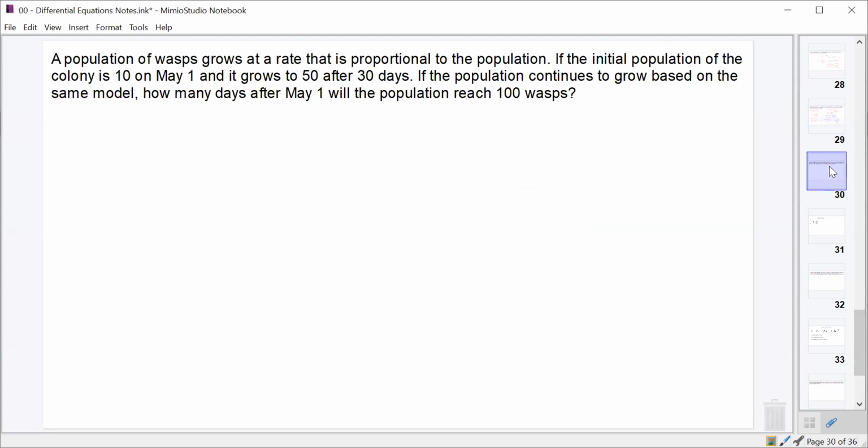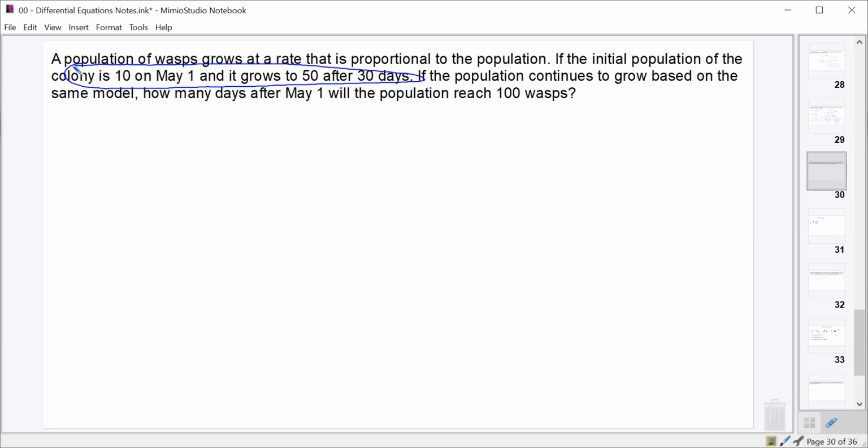And of course, we can apply this into an exponential growth formula as well. So here we're going to have a population of wasps, and they're going to grow at a rate that's proportional to the population. So that tells us right off the bat that this is exponential growth. And we know that the initial population of the colony is 10, and it grows to 50 after 30 days. So we're going to start with that goes from 10 to 50 in 30 days. That's going to allow us to find the value of k.